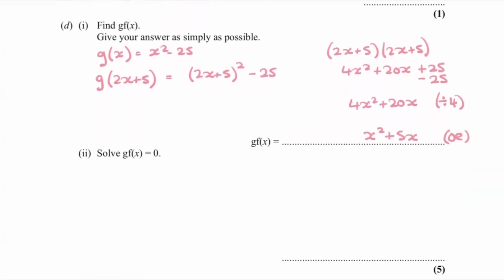The last part of this is to solve gf of x equals 0. Well, we know that gf of x is now x squared plus 5x, and we're being told it equals 0. So we've got to solve the quadratic. Already set to equal 0, which is what we need a quadratic to do. So we're going to factorize. X will come out. I know this one will be x equals opposite sign, so negative 5. And this x will equal 0.